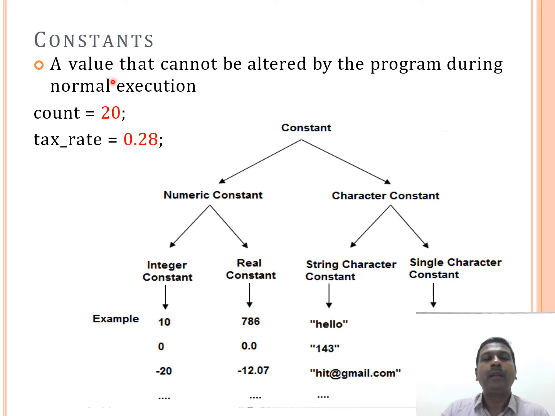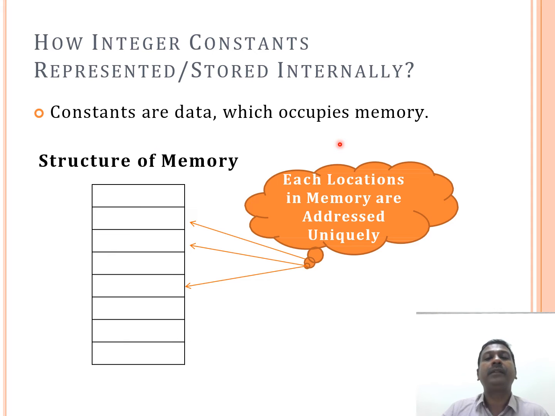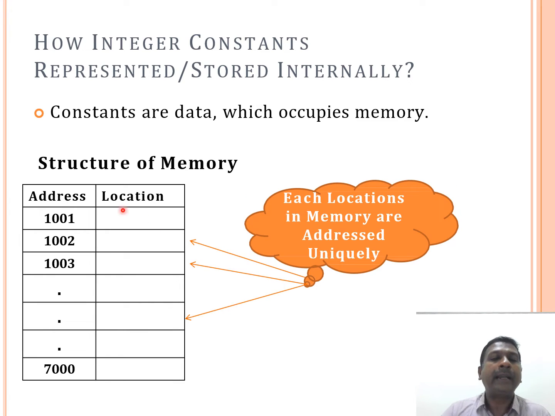Now let us see how these constants are going to be stored in memory, because these are going to be the basic units of any program. How is this information going to be stored in the memory? Every data, every constant, every piece of information will definitely occupy a piece of memory in your computer. Memory is structured as a collection of locations. Here is the structure of memory. This collection of locations we call memory, where each and every location is addressed uniquely.